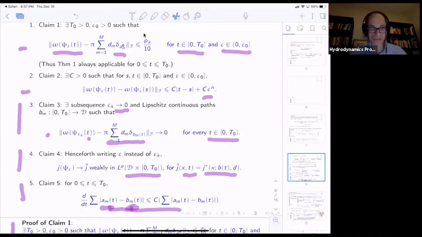So this A sub m of t minus B sub m of t measures how far the path B sub m of t is from where we want it to be. This deviation is controlled by itself. The growth in deviation is controlled by itself, and therefore we can appeal to Grönwall's inequality and say that if it's initially zero, it remains zero. Okay, so we'll finish this on Monday, and that's it for today.